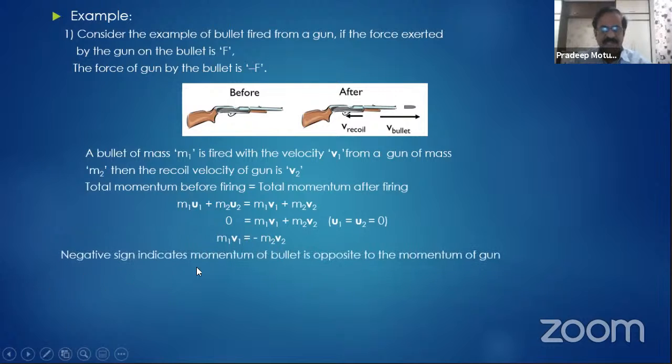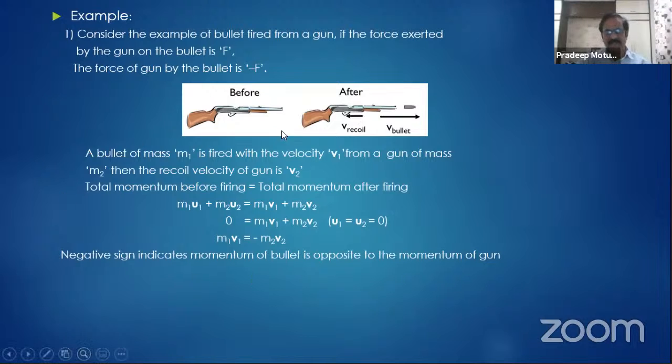This negative sign indicates momentum of bullet is opposite to the momentum of the gun. So both are opposite to each other. Here see the diagram. Bullet is coming in this direction. The recoil of the gun is in this direction. So both are opposite to each other. But the total thing is 0. That is nothing but law of conservation of linear momentum.